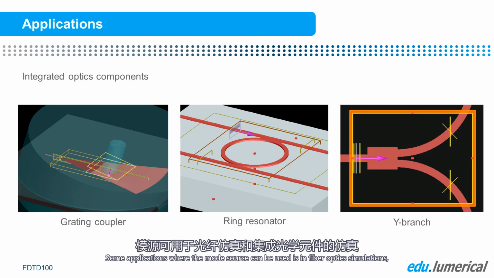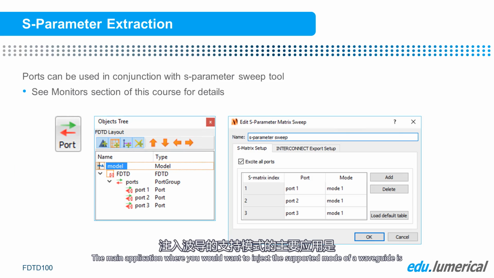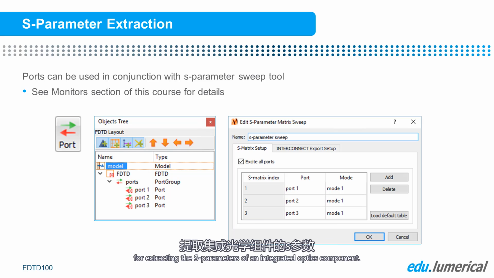Some applications where the mode source can be used are in fiber optic simulations and simulations of integrated optics components such as waveguide couplers, ring resonators, and Y branches. A main application where you would want to inject the supported mode of a waveguide is for extracting the S parameters of an integrated optics component.